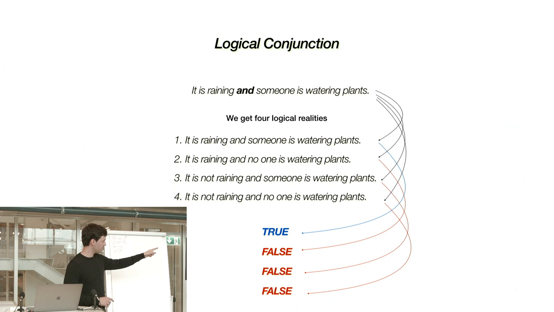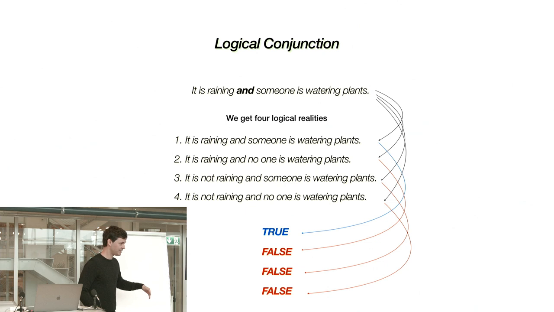So now imagine these four realities that we have. It is raining and someone waters the plants. It is raining and someone waters the plants, and so on. If I say to you, who are in the first logical reality, it is raining and someone is watering plants, I'm obviously saying the truth. Because outside it is actually raining and someone is watering the plants.